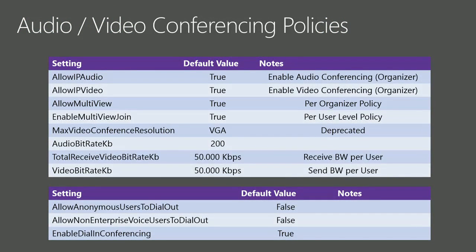To control the bitrate or the amount of bandwidth, we can create a policy that sets that to, let's say, 100 kilobytes or 1 megabyte or whatever. And that's basically how we control that nowadays. Before, we had a setting to control max video conference resolution to VGA, but that's been deprecated. And now we would control that with kilobytes per second anyway.